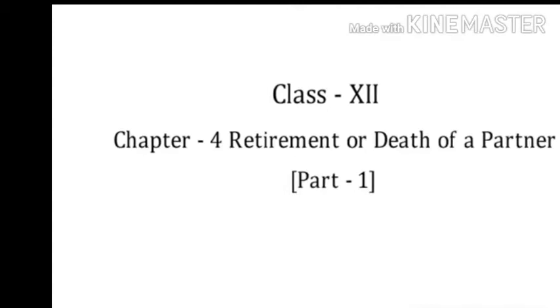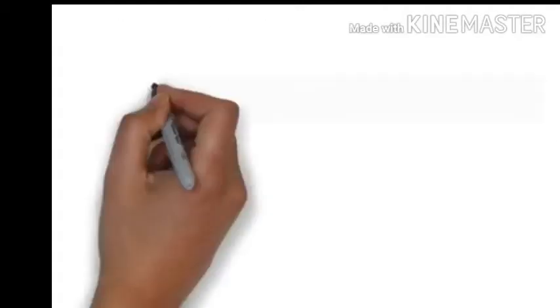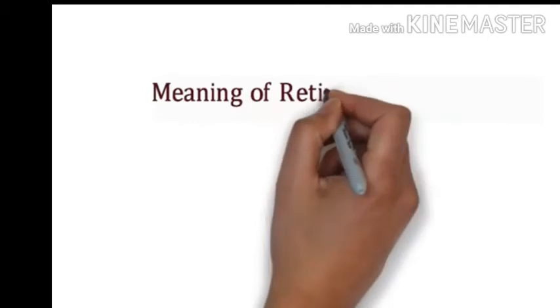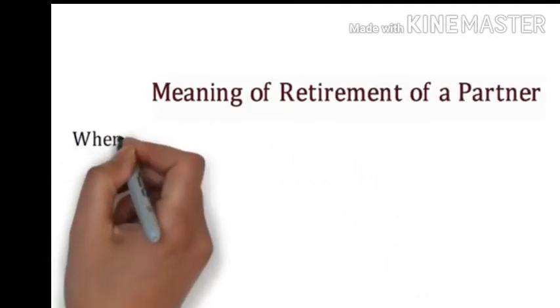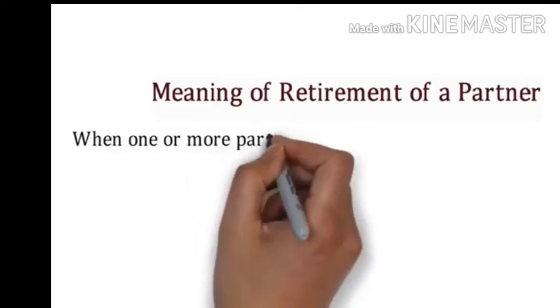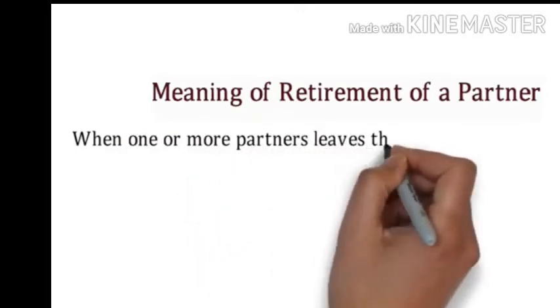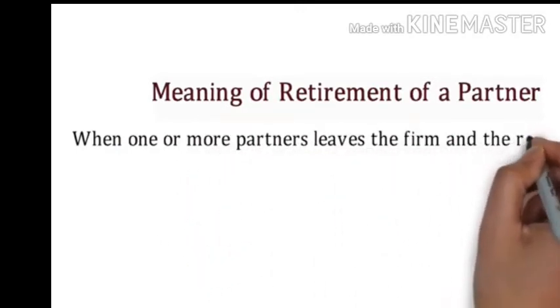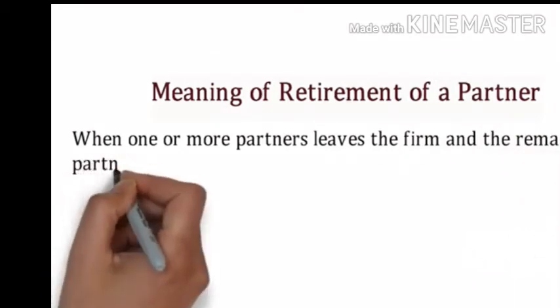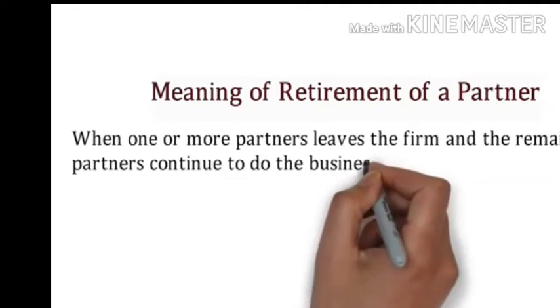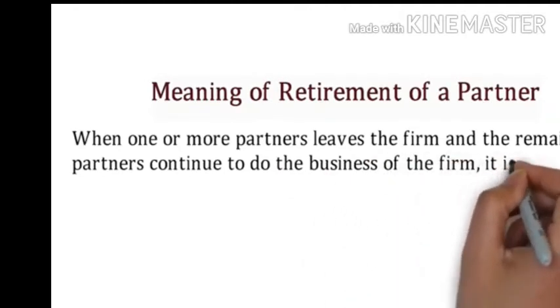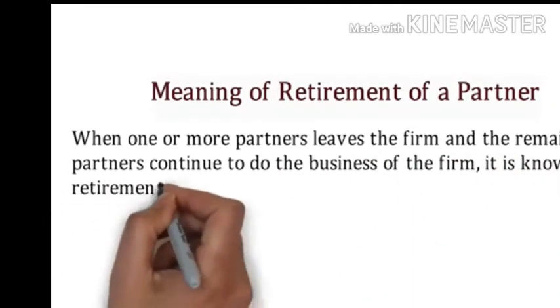Today we are going to start a new chapter, chapter number 4, retirement of partner. Meaning of retirement of partner. What do you mean by retirement? See, when one or more partners leave the firm and the remaining or continuing partners continue the business activity of the firm, it's known as retirement.